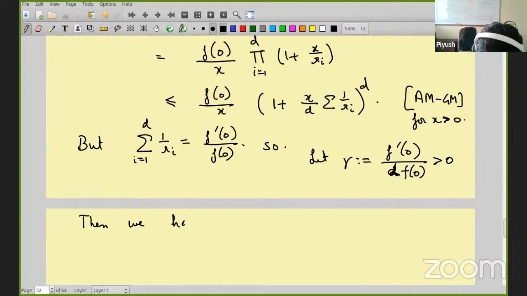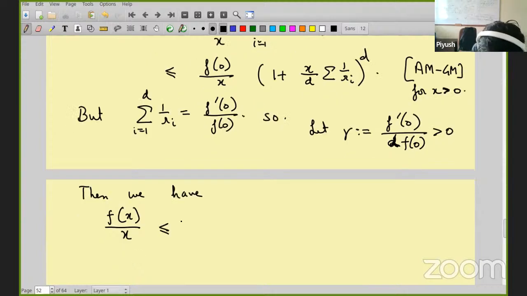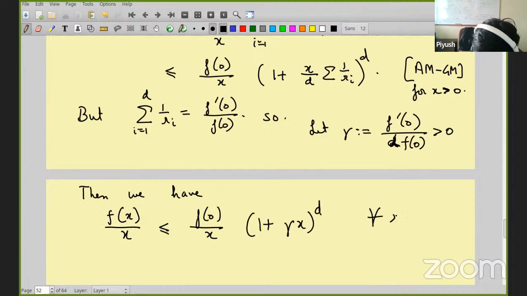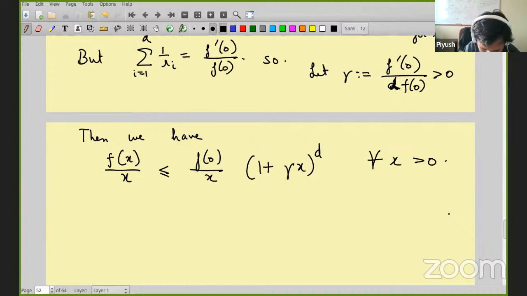So what we have so far is that f(x) over x is less than or equal to f(0) over x times (1 plus gamma x) to the d, for every x positive. Okay. So now what we do is try to minimize this right hand side. Right? So what is the minimizer? This is true for every x.